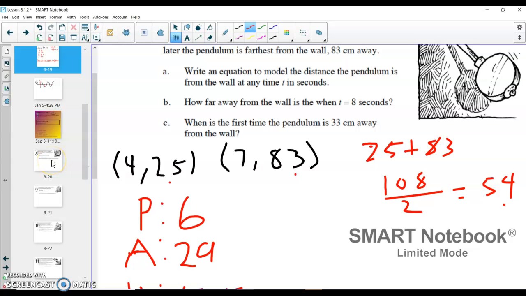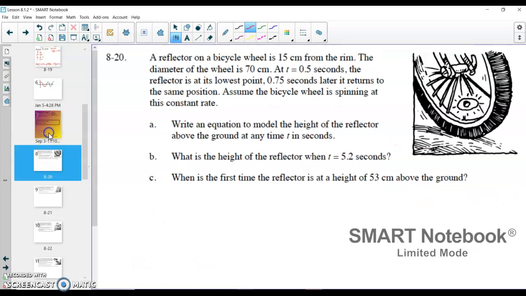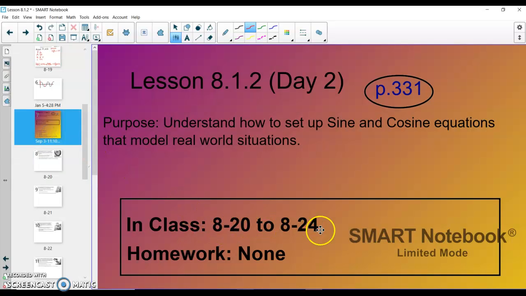that work is going. But let's go to 820. That's the first one of actually today's stuff, which is 820 to 824.